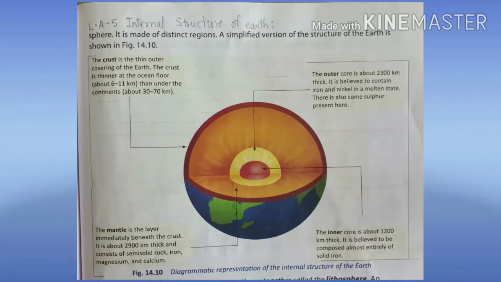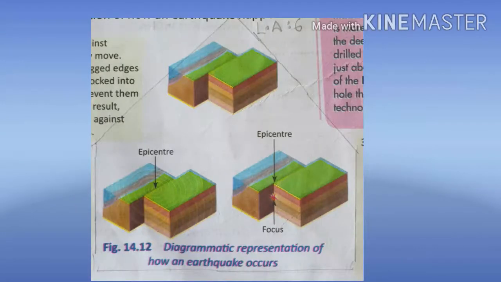Okay. Now, question number 6. Give a simple diagrammatic representation of how an earthquake occurs. The answer is on page number 214, and you have to draw the 3 diagrams only. Draw 3 diagrams. On page number 214, see it is written, diagrammatic representation of how an earthquake occurs. And the seventh question you don't have to do.